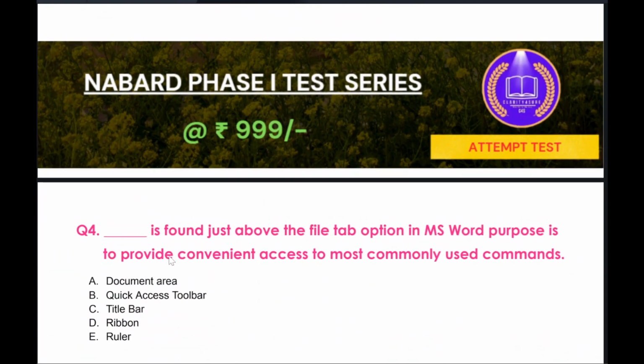Then we have a dash found just above the File tab in MS Word. Its purpose is to provide convenient access to the most commonly used commands. You can have a look at it in Word. Then the quick access toolbar, title bar, ribbon bar, ruler.